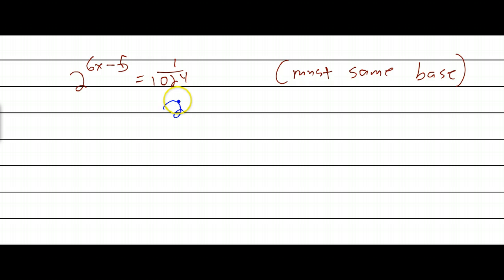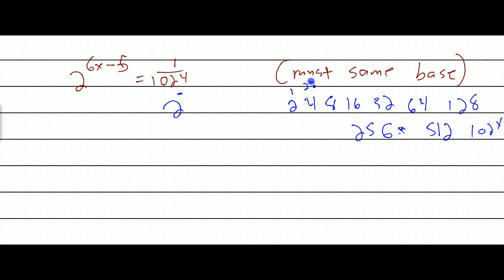So let's figure this stuff out. 2 to the first is 2, 2 squared is 4, then 8, 16, 32, 64, 128, 256, and then double that gives you 512, and that's going to give you 1024. So this is to the first power, second, third, fourth, fifth, sixth, seventh, eighth, ninth, or 10th power. So 1 over 10 to the 24 is the same thing as saying 2 to the negative 10th power.